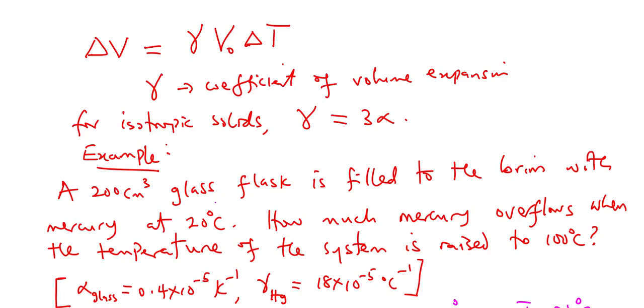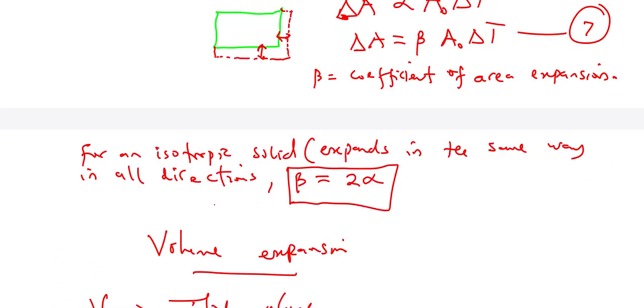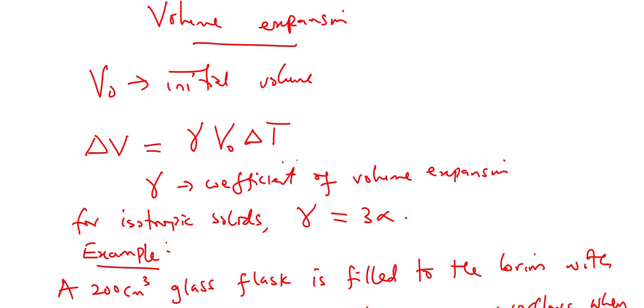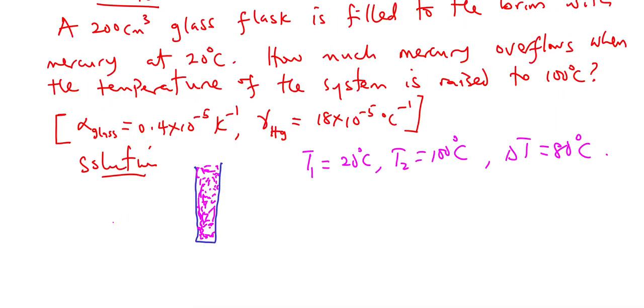Okay, why? Because of this formula. So this will be equation 8. Because of equation 8, the mercury will increase in size, but the glass will also increase in size. So one can claim that since the glass will also increase in size, it should be able to accommodate the increase in volume of the mercury.